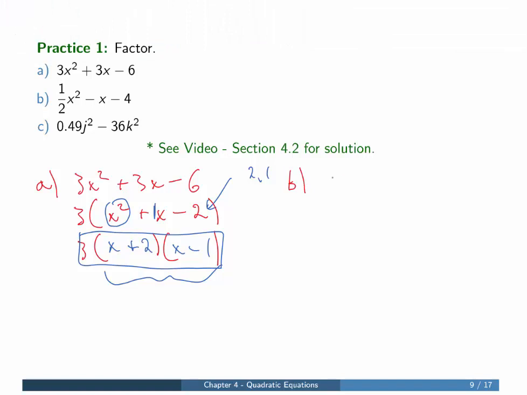For B, 1/2 x squared minus x minus 4. This 1/2 is ugly. I'm just going to take it out. So I'm going to factor this out. When I do that, this actually turns this into a 2. You can work backwards here. If you were to distribute this in, 1/2 times -2 would give you -1. You can think about it that way. So this one would have to therefore be -8.